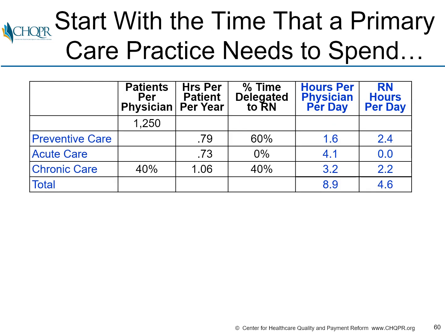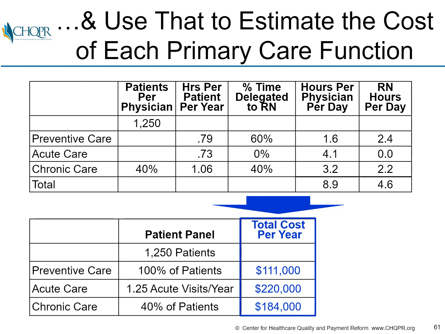We can estimate that by using the time estimates described earlier for the physician and nurse for each of the 3 types of primary care services. Applying the salaries and overhead costs of the primary care practice to the time estimates for each service results in the amount the primary care practice would have to spend to deliver each type of service to its overall panel of patients. The amount spent on acute care is the highest because it is the activity that's delivered almost exclusively by the primary care physician, whereas a portion of the preventive and chronic disease care can be delegated to other staff.